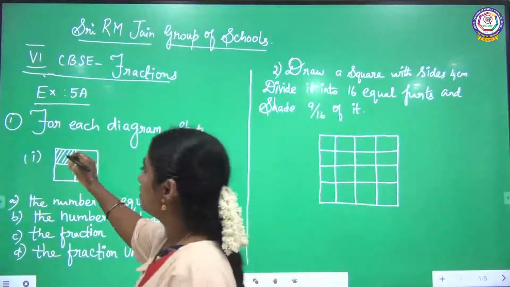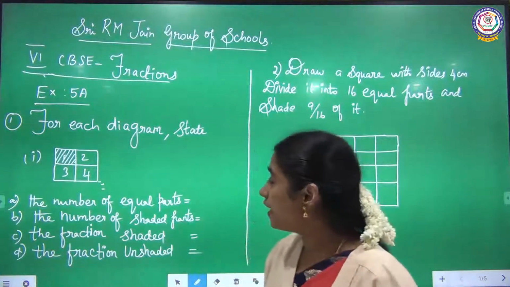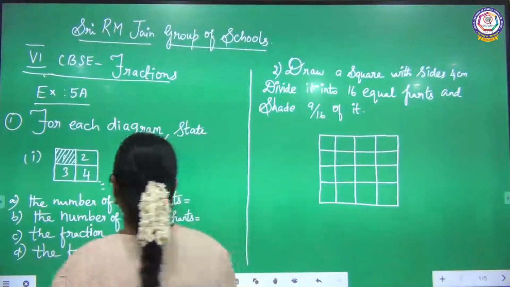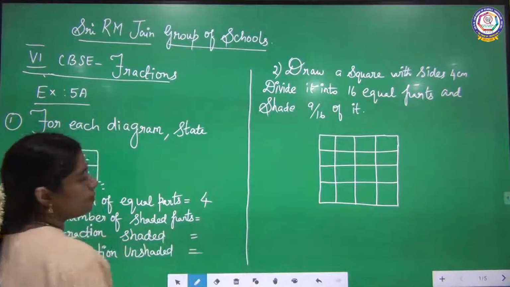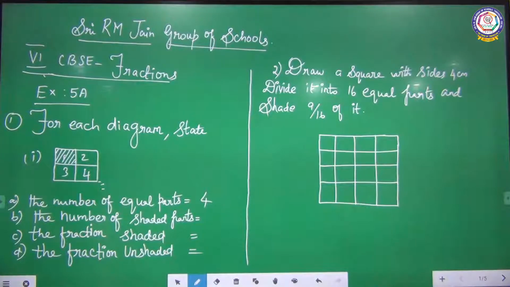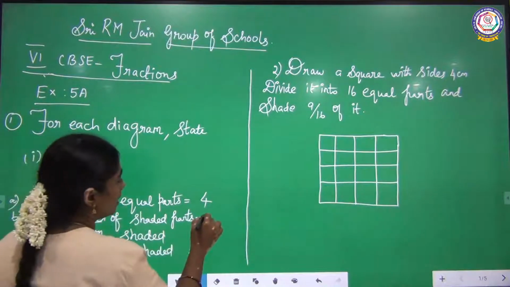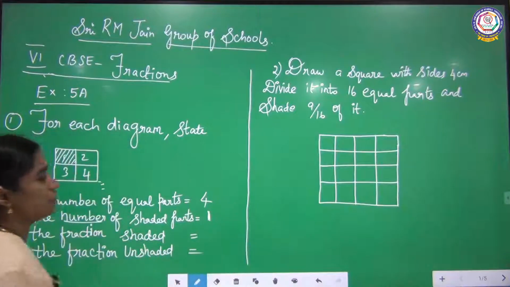1, 2, 3 and 4. So the square is divided here into 4 equal parts. What is the question they are asking? The number of equal parts. What is the number of equal parts here? 4 is the number of equal parts. And the number of shaded parts, they are asking the number. So I am only going to write the numbers. So see here, numbers they are asking. So only one part is what? Shaded. Only one part is shaded.